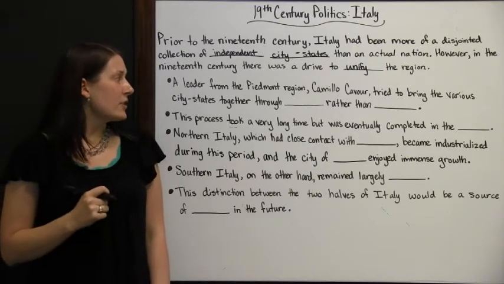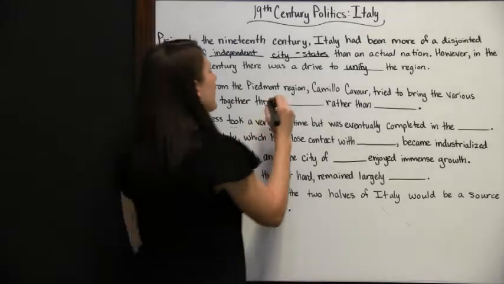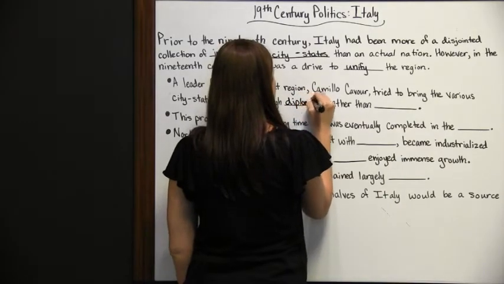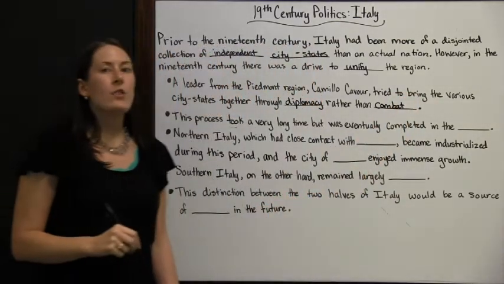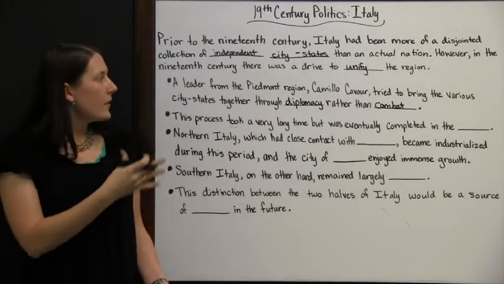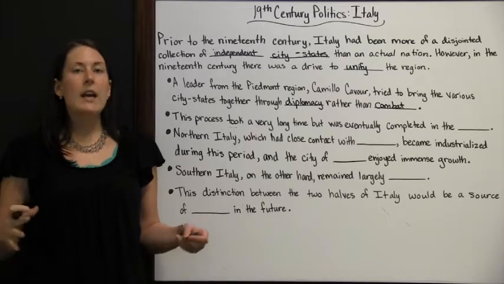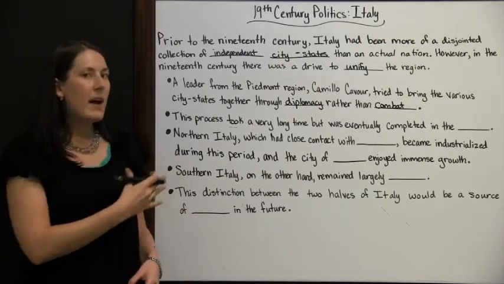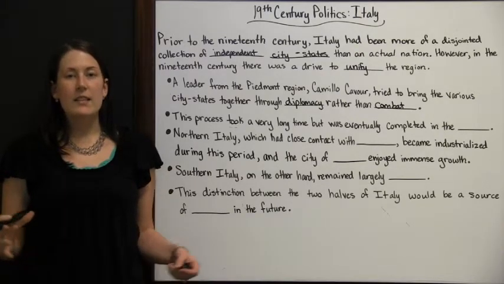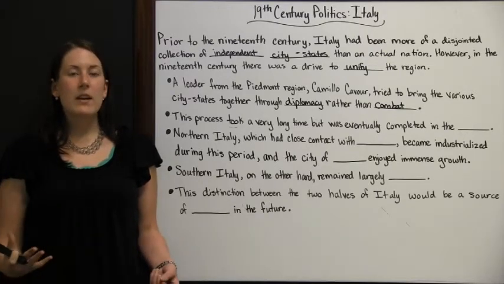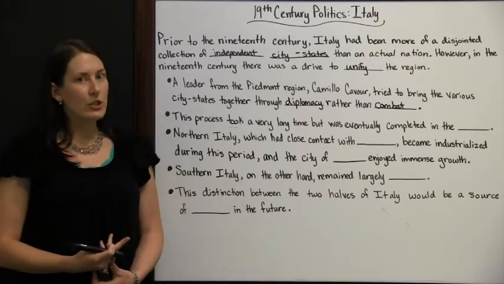A leader from the Piedmont region, Camillo Cavour, tried to bring the various city-states together through diplomacy rather than combat. So he wanted to try to reach this unification by talking to everyone, working together, trying to figure out what would work and what people would be happy with diplomatically rather than with combat. He didn't want to conquer all the other independent city-states and force them to be together. He wanted them to do it because they wanted to be part of the unification, or they would at least be willing to do it if it wasn't what they originally wanted.